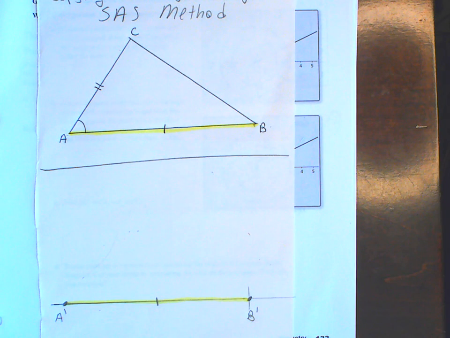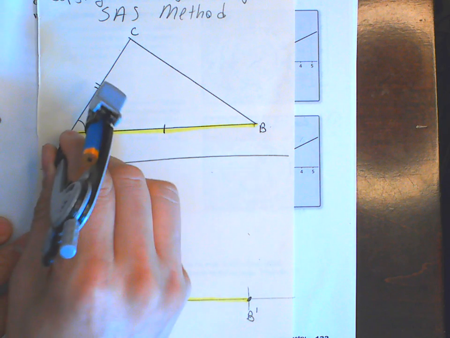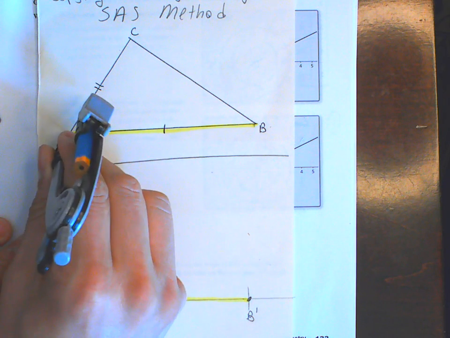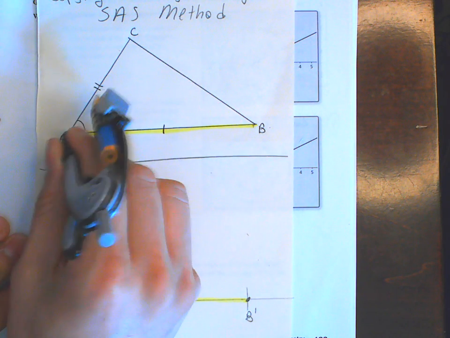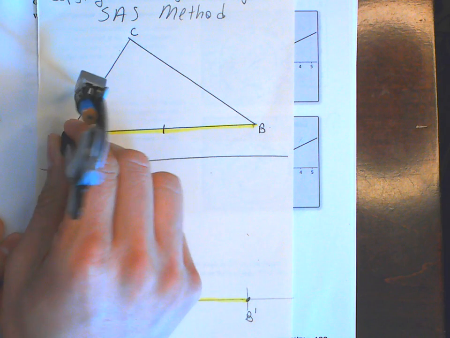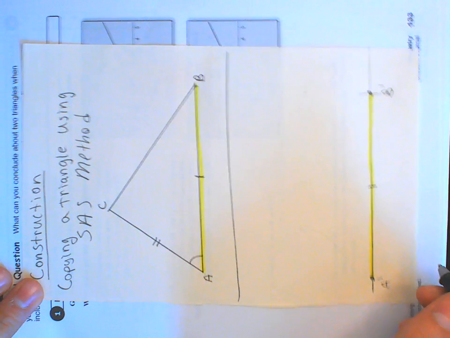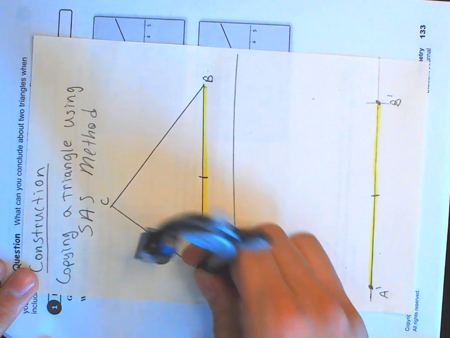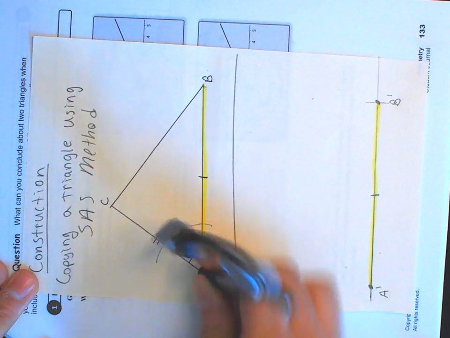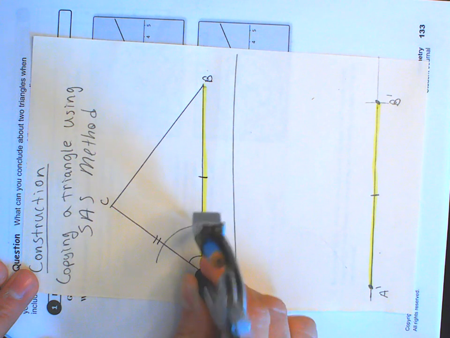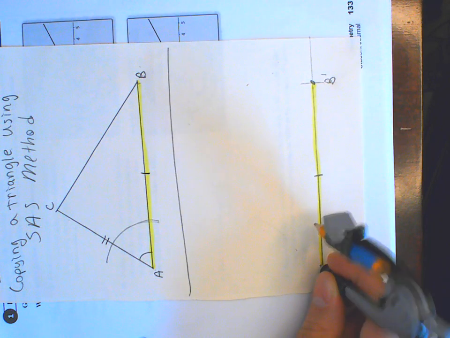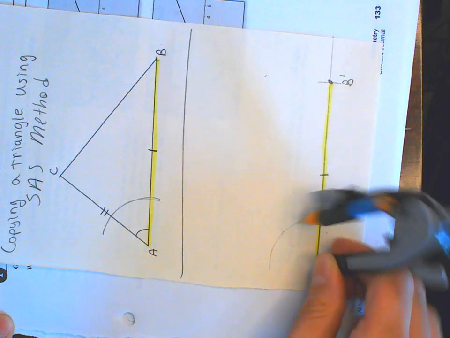The next thing I want to do is copy this angle right there, angle A. In order to do that, you need to create an arc. Just make it less than AC. So from here I'm going to create an arc. Sometimes it's easier if you turn the paper around like this so that the angle is facing away from you. So from here I'm going to draw an arc going like that. Now, without changing it, go to A prime and draw yourself another arc.